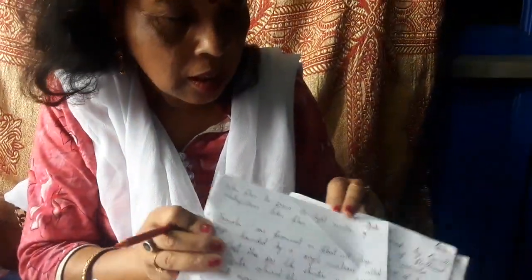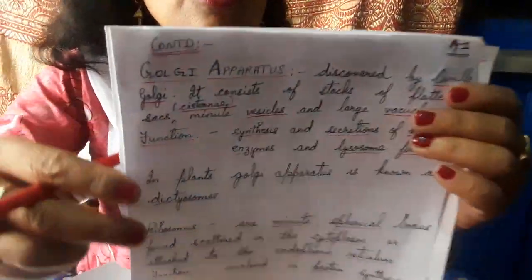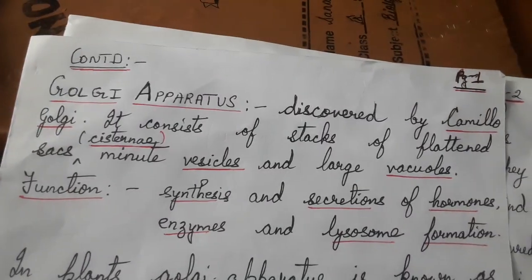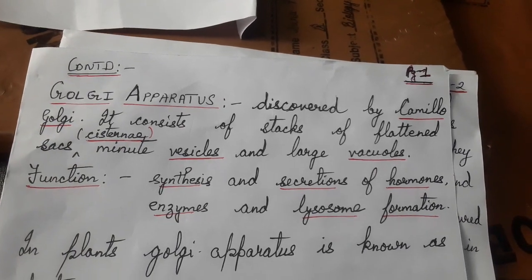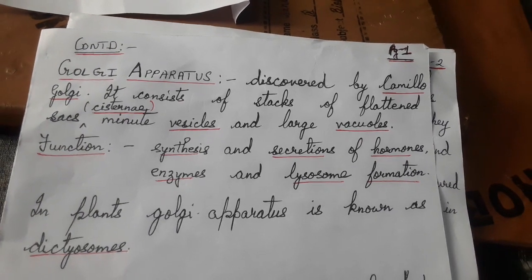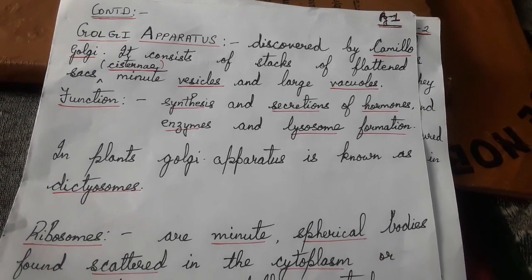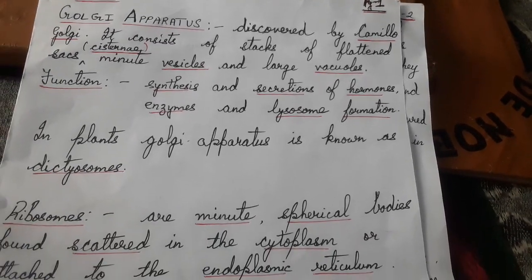Now, for your convenience, you can just copy down these notes. Golgi apparatus, discovered by Camillo Golgi, and consists of, as we have already discussed, tubules called cisternae, vesicles, and vacuoles.